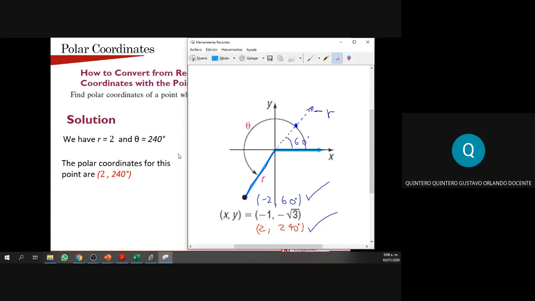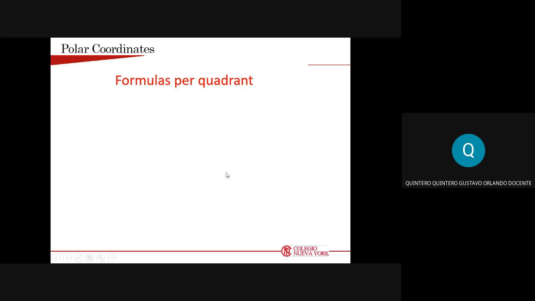All right. Here are the formulas per quadrant. Here are the corrections you need to do according to each individual quadrant. So for quadrant 1, if the point is in quadrant 1, you don't need to do any correction. It's the regular formula. We have the r and the theta. That's it.